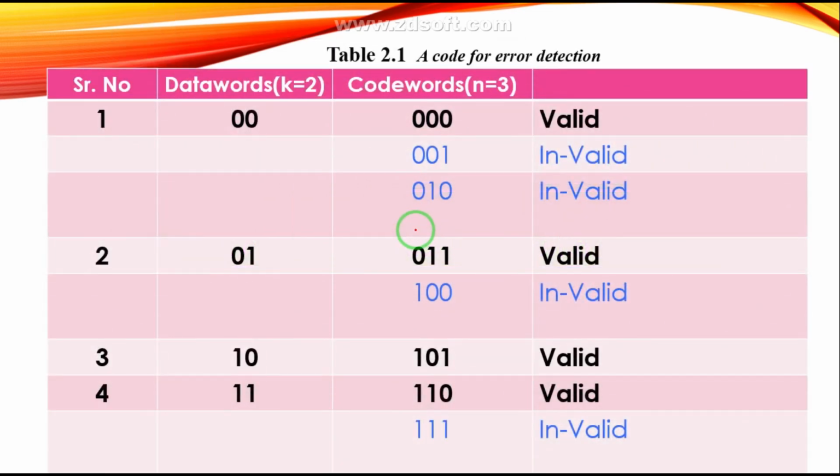Suppose k is equal to 2. So 2 raised to 2 means 4 data words are possible, and each data word is of 2 bits. So we have 4 data words: 00, 01, 10 and 11. And over here, instead of transmitting the data word, we are going to transmit its corresponding code word. You can find that n is equal to 3. It means r is equal to 1, that is a redundant bit. So what are the possible combinations? 2 raised to 3 is equal to 8. So 8 combinations are possible for the code word.